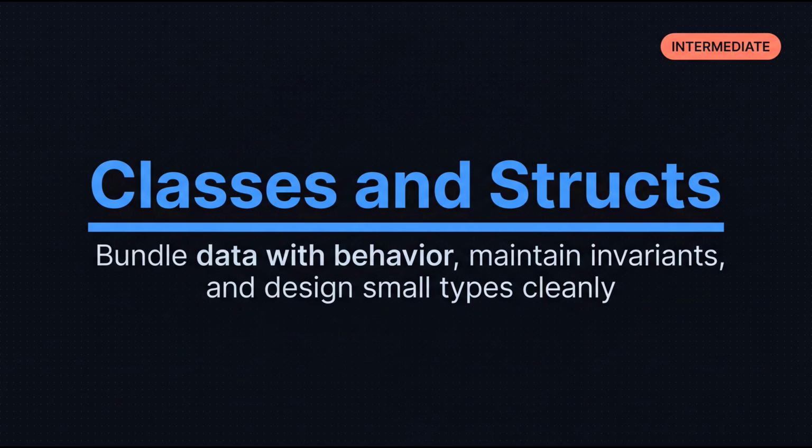Welcome. You know how to use variables and functions. Now it's time to design your own types. In this lesson, you'll go from raw data scattered across your code to well-encapsulated classes that enforce their own rules and stay valid. We'll cover structs, classes, constructors, the rule of 0, the rule of 5, and modern value types. By the end, you'll have a practical checklist for designing any type cleanly. Let's get started.